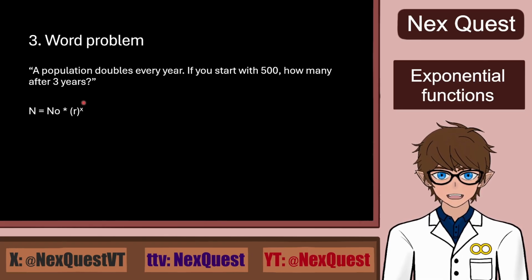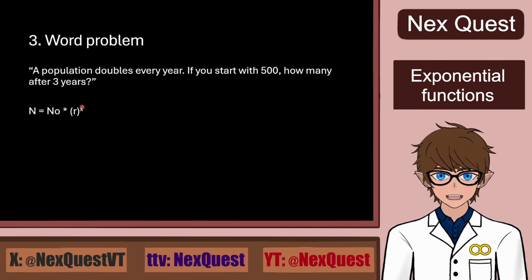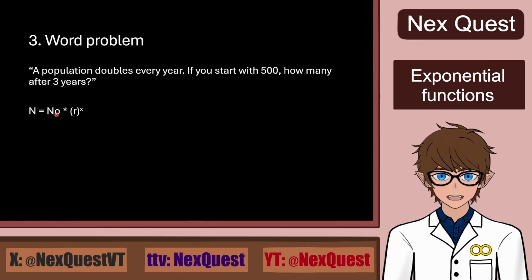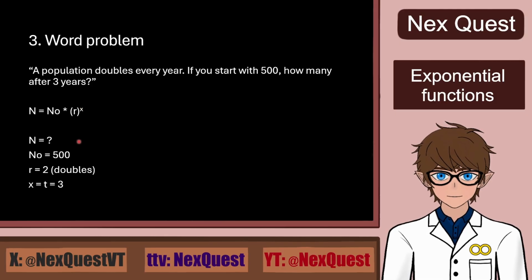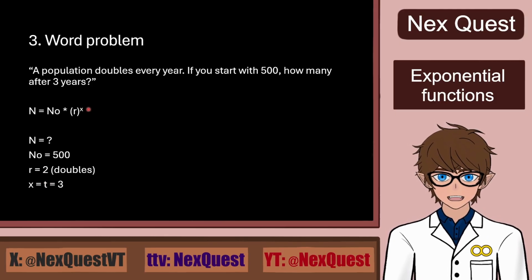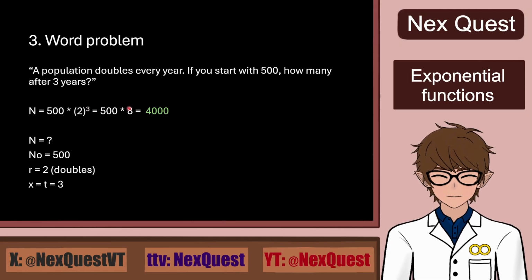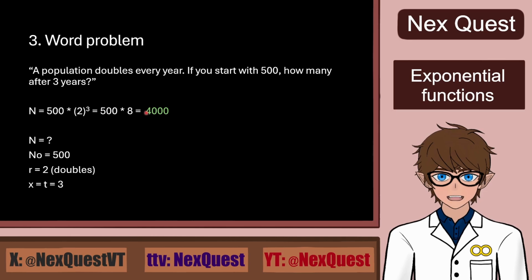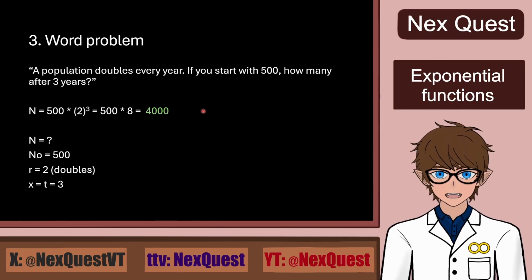So our population after 3 years would be a certain starting value times the ratio to some exponent. N means the population at the end, and N0 is the population at the start, r is the ratio, and x will be the independent variable, or time in this case. So these are our values that we just put in, and we calculate 4,000. A population with no deaths or losses in its numbers that doubles every year. If you start with 500, we would have 4,000 after 3 years exactly.